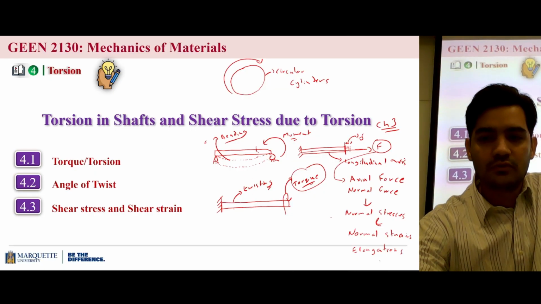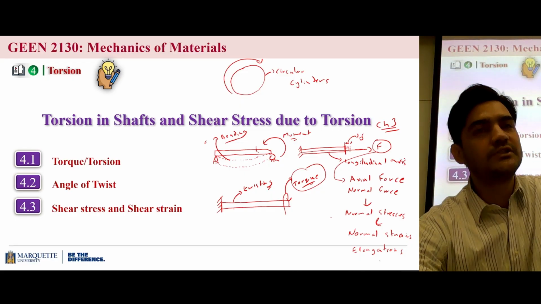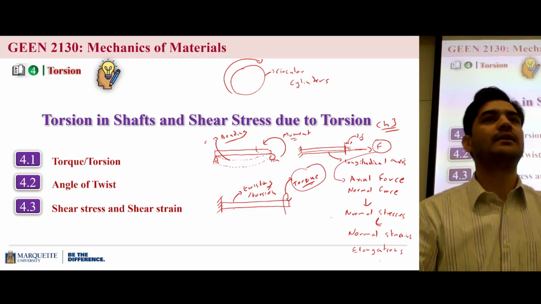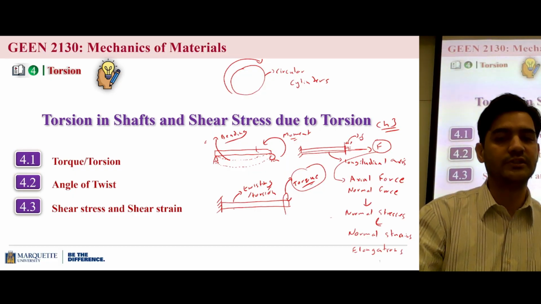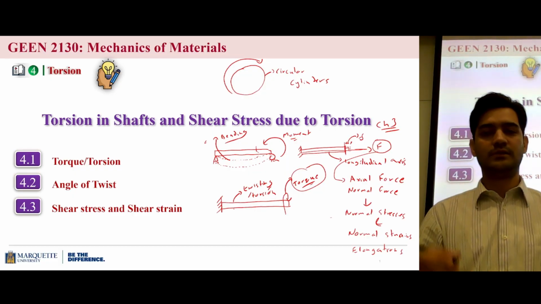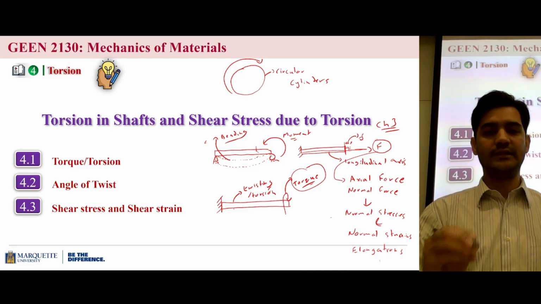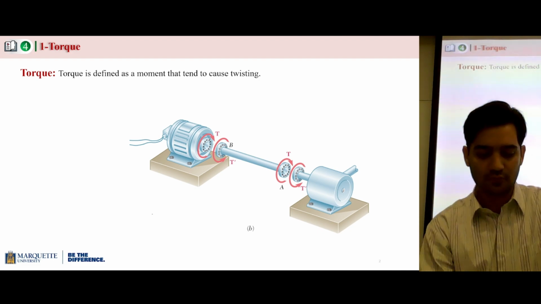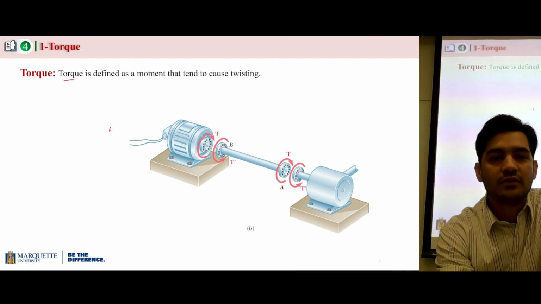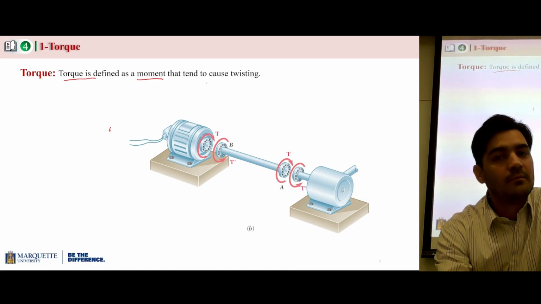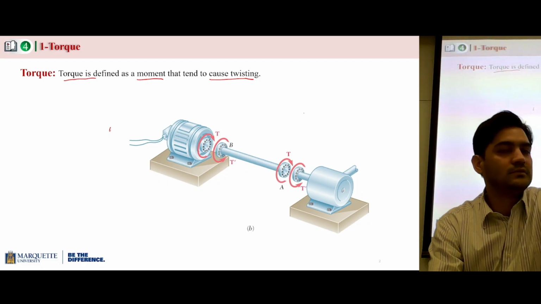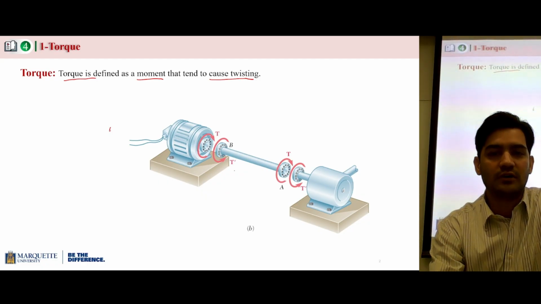So that's torque, which is causing twisting and torsion. Twisting is also called torsion. So torsion is the technical name of twisting, which is caused by the torque. So this is what we will talk about in this chapter. So what's torque? By definition, torque is a moment, but it is a special kind of moment which will cause twisting. So that's the definition of a torque.